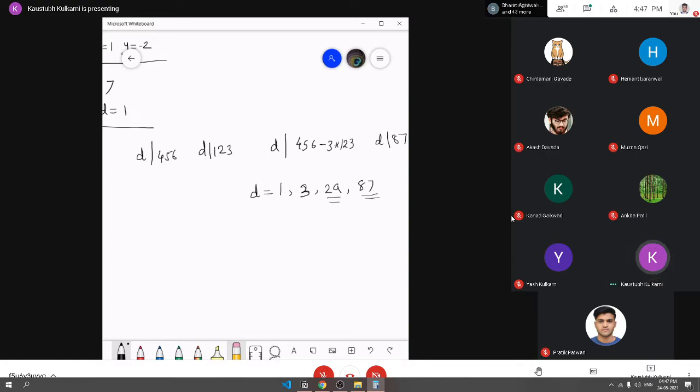29, does it divide either of them? You can try, but it must not. Right? 266, and no, so 29 does not divide this. Then we come to 3. So 3 divides this, the sum of all the digits is 3. 3 divides this. So 3 is our GCD. Okay.